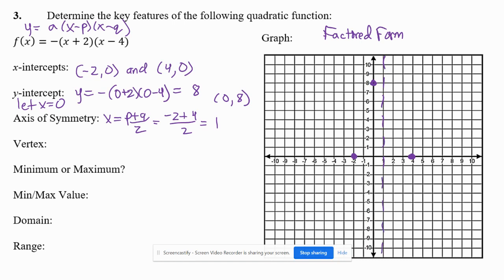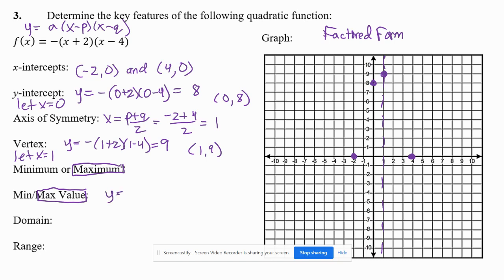Vertex, we already have the x value, 1. So we just have to let x equal 1. Plug that in. We're going to get y equals negative (1 plus 2)(1 minus 4). That's going to give us the value 9, which tells me that the vertex is at (1, 9). So (1, 9) will be right here. Minimum or maximum, it's a maximum because a is negative. It's a negative 1. That tells me that it will be a max value. The y value from the vertex is 9.